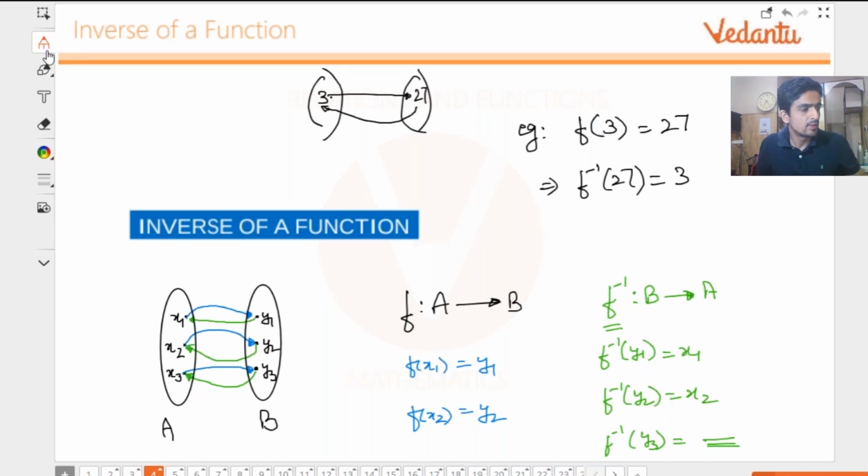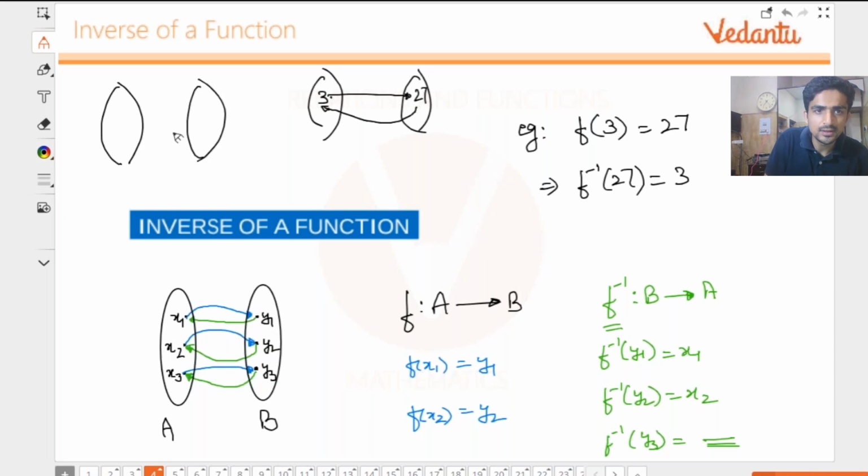Great. Second thing, what if we have such a function?